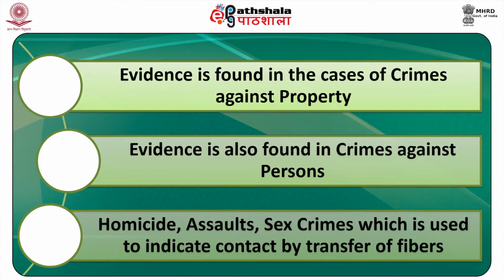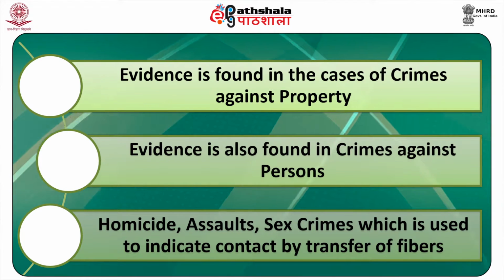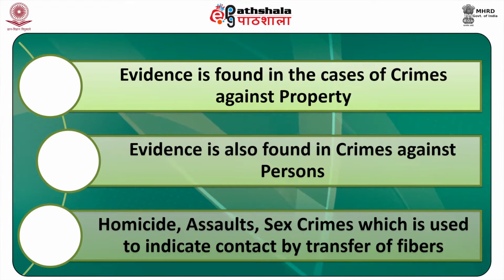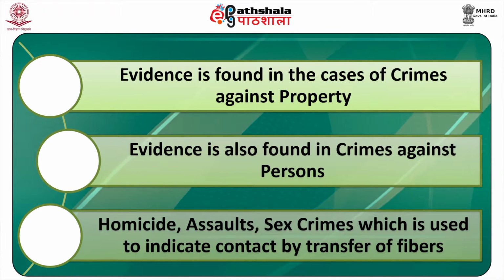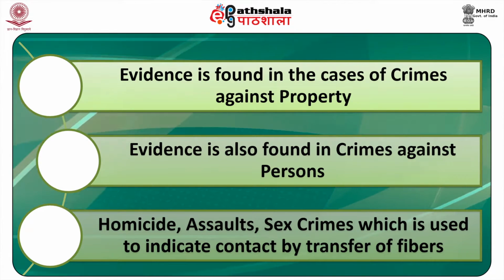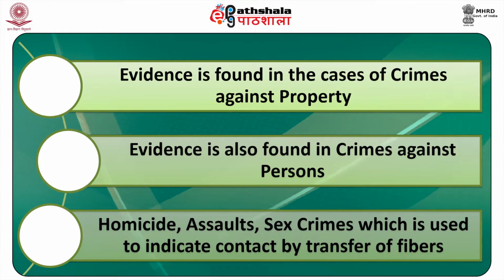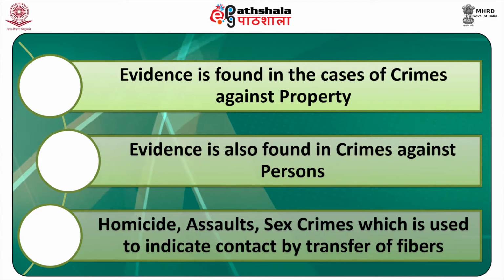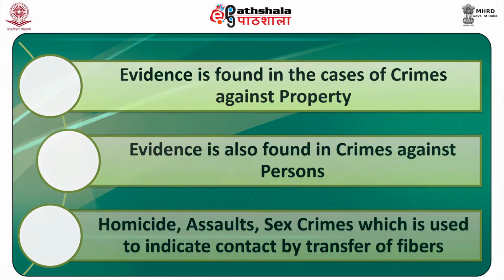This evidence is also found in crimes against person, where rips and tears indicate force. Sabotage, that is, cut or tied parachute lines. In homicide, assaults and sex crimes, it is used to indicate contact by transfer of fibers between the victim and the suspect, clothing, and transfer of fibers between victim or suspect and the crime scene.